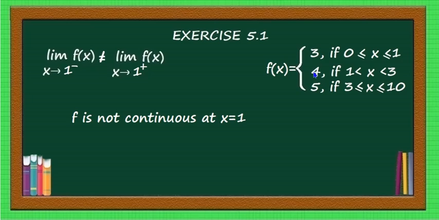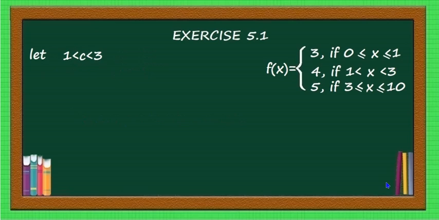And let us take the third case, that is c lies in the interval 1 to 3. And if c lies between 1 to 3, what is f of c? F of c is equal to 4. See here, when x lies between 1 to 3, what is f of x? F of x equal to 4. Therefore, f of c is equal to 4.